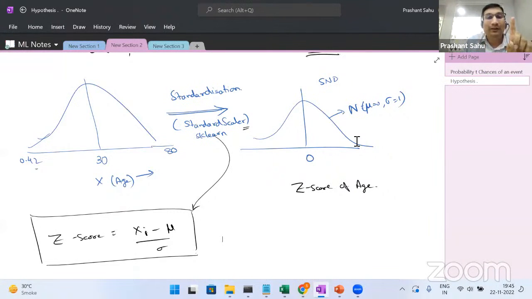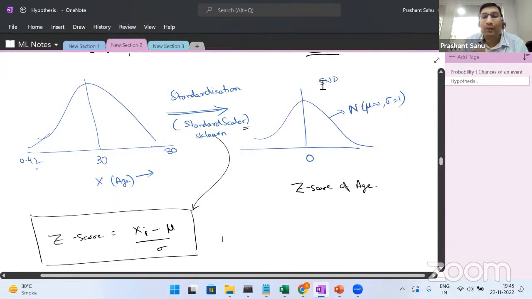Now the peak is at 0. Earlier the peak was at 30, but now the peak is at 0. What was the original standard deviation? Some number. Now the standard deviation is exactly equal to 1. So that is what I'm calling the standard normal distribution.